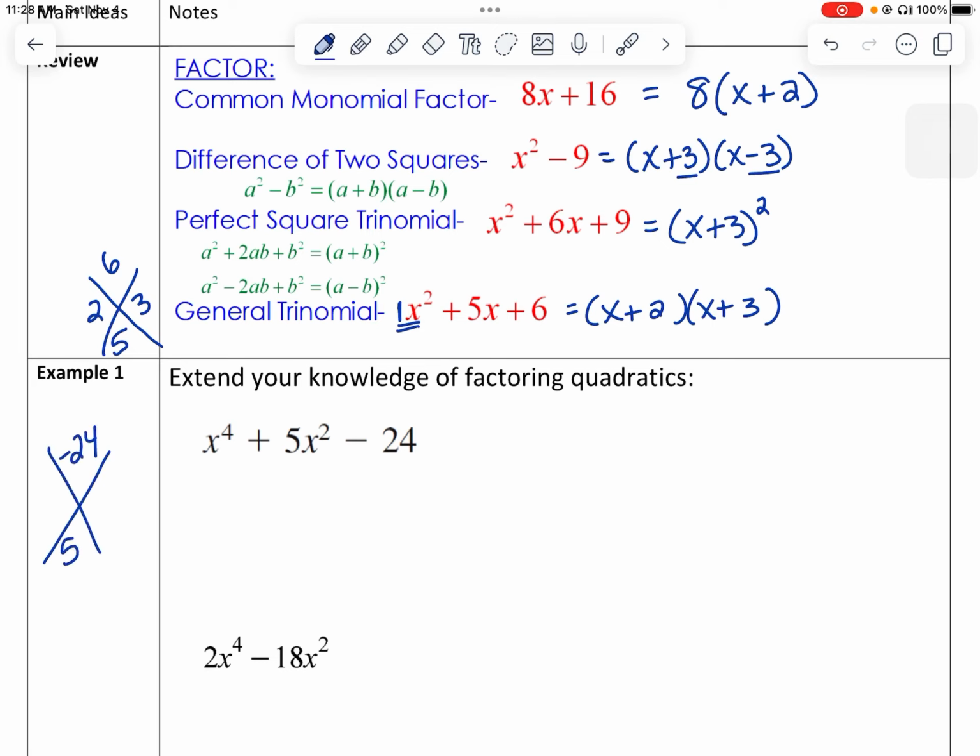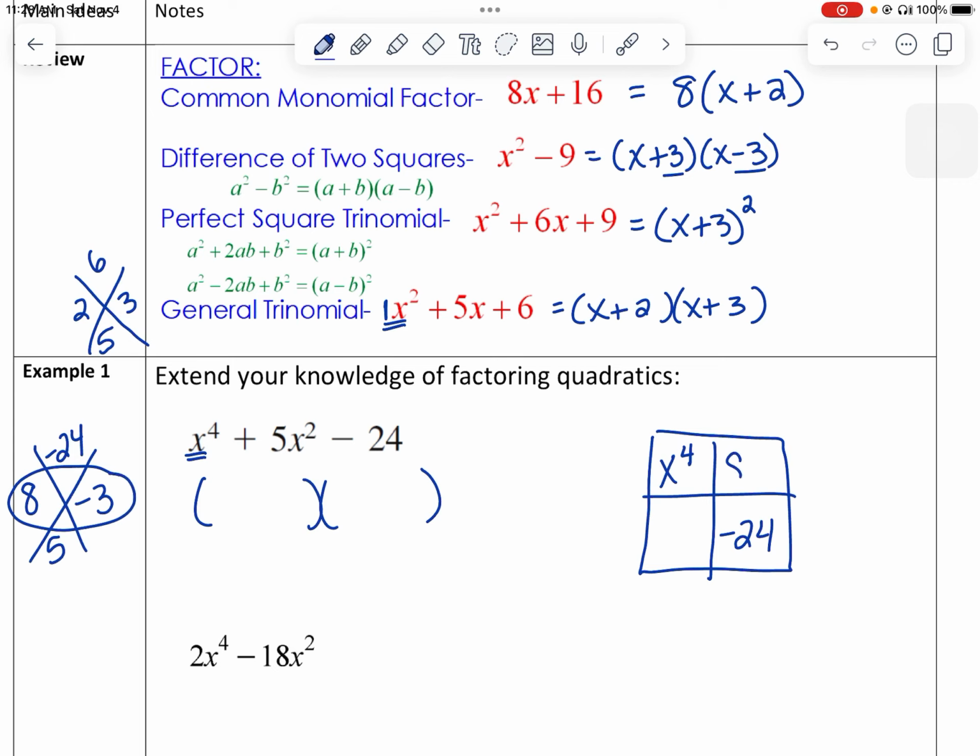And so we'll set up our parentheses here. We have a trinomial. We're going to rewrite it as a product of two binomial terms. The main difference is that your first term is x to the fourth. Since it's just a 1x to the fourth, a box is not necessary, but you could use it. If you're looking at the box method, your x to the fourth would go here, your negative 24 would go here, similar to how you set it up with the quadratic trinomial, and then you have your 8 and your negative 3, but it would be 8x squared and negative 3x squared because they make 5x squared.